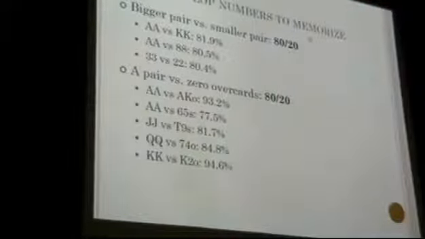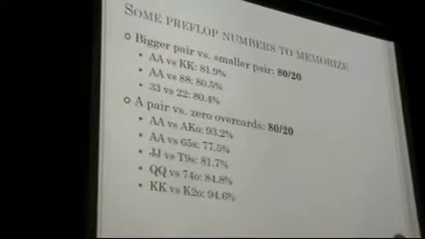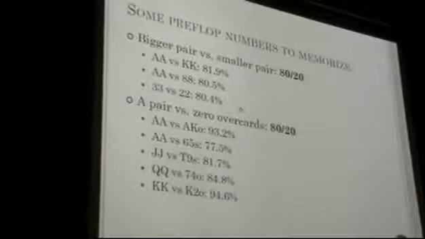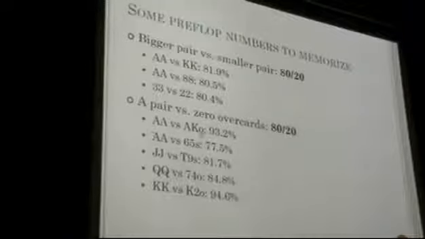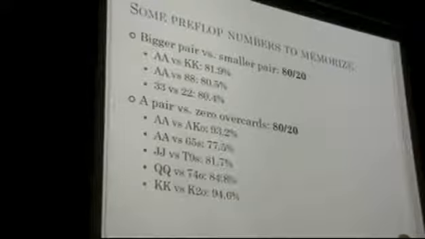Basically, bigger pair against smaller pair is usually around 80%. A pair against 0 overcards, so like a pair against 2 cards that are smaller, is usually 80% as well. It can vary a lot, like pocket aces against ace-king offsuit, you're as good as 93%. Like queens against 7-4 off, 84.8%. Jacks against 10-9 suited, 81.7%.